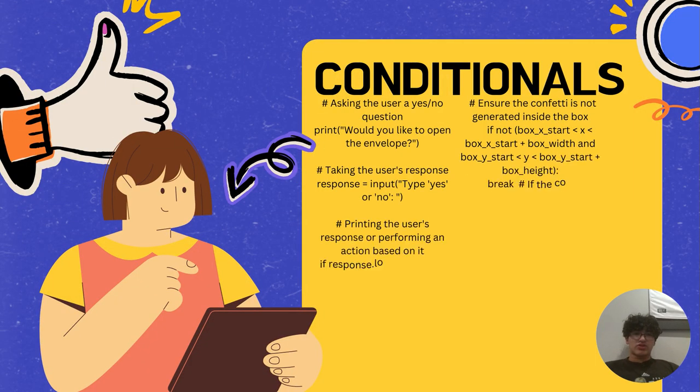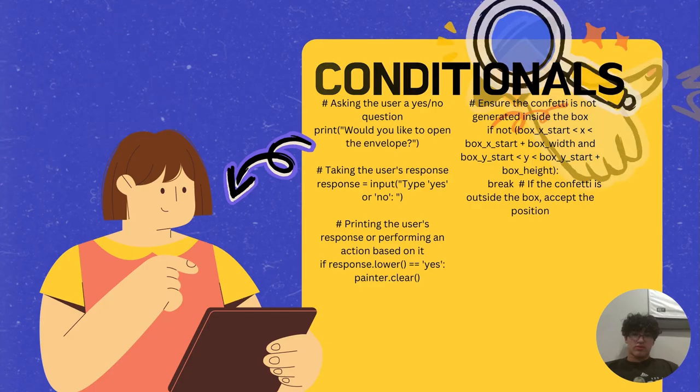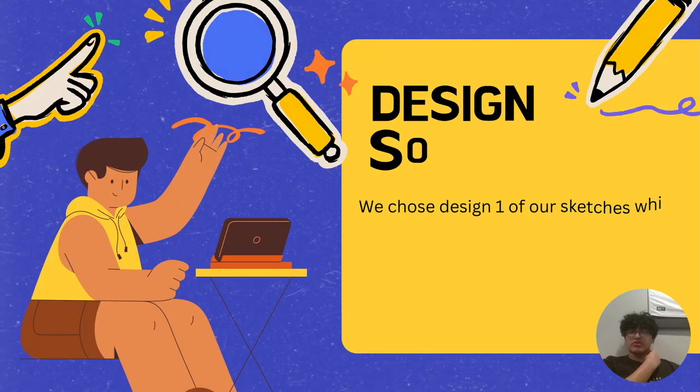Here's the conditionals. The conditionals are just one of the things we needed. This part portrays a message, and if you say yes to that message, it'll clear the screen and switch to the letter instead of the envelope. Here's part of the confetti function. It's basically just making sure it doesn't generate inside of the letter. And you'll know what I'm talking about later.